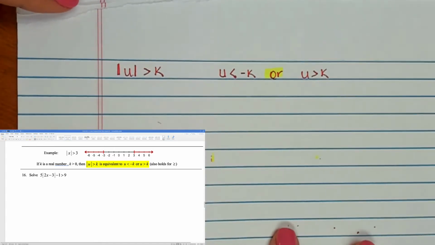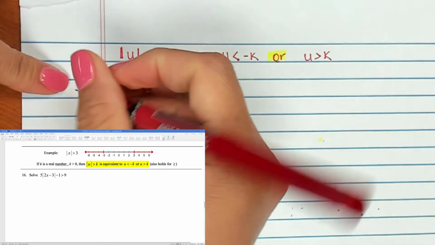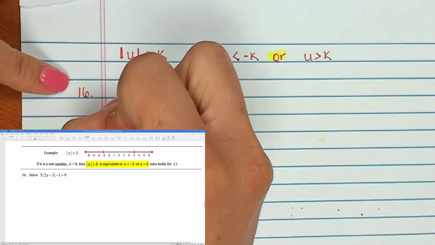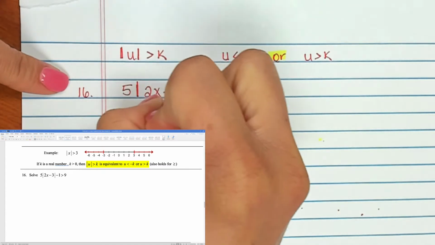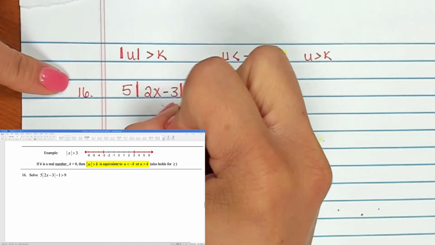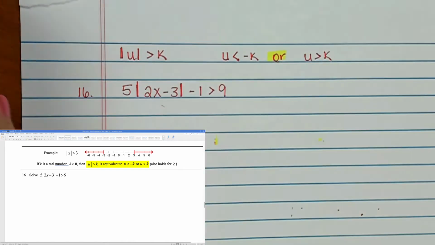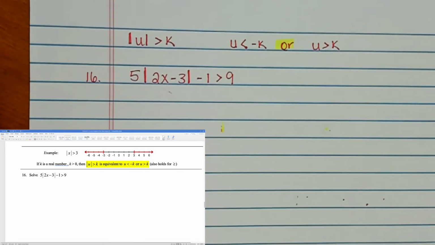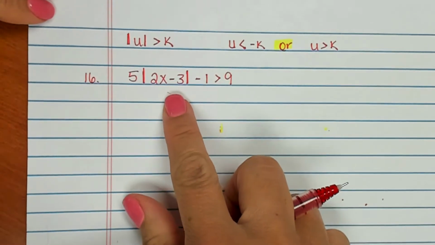So with that being said, let's look at number 16. Number 16, they gave us 5 times the absolute value of 2x minus 3, minus 1 is greater than 9. So I'm going to let these guided notes disappear just for a minute, and we're going to solve this.